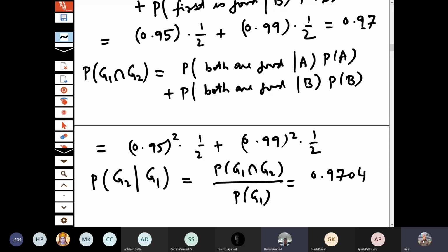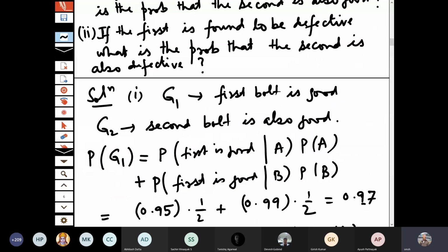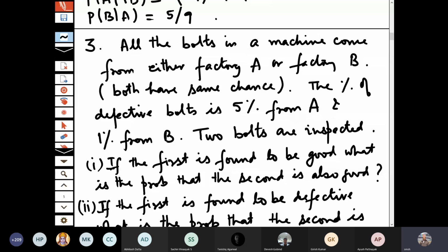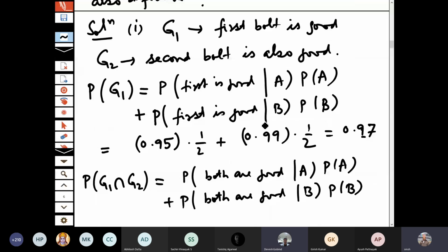Yeah, you had some question? Yes, sir. Sir, why are we not considering that the bolts can be from different factories? No, that is the condition given here. The condition is given like this, that all the bolts come either from factory A or from factory B. So either we purchase everything from A or from B, but of course the probability is half. So that possibility which you are saying is not in the assumption. Okay. Yes, sir.